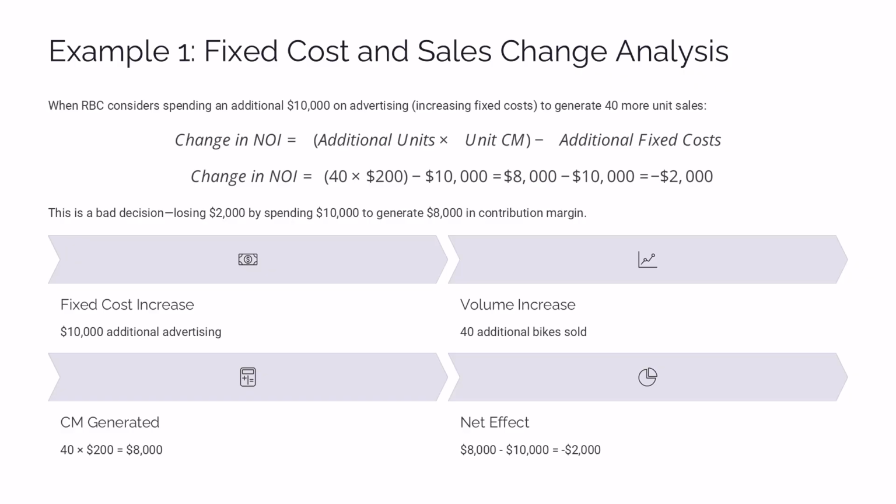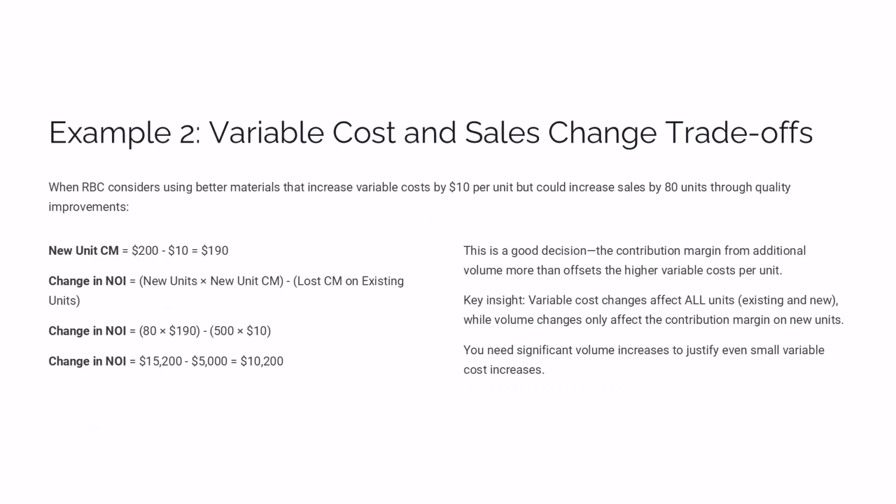When you're working at a company like Amazon or Google, every single marketing decision goes through this exact analysis, comparing the fixed cost of a campaign to the expected contribution margin from new customers. And the analysts who can quickly identify when CAC exceeds lifetime contribution margin are the ones who save companies millions and get promoted fastest. Example 2.